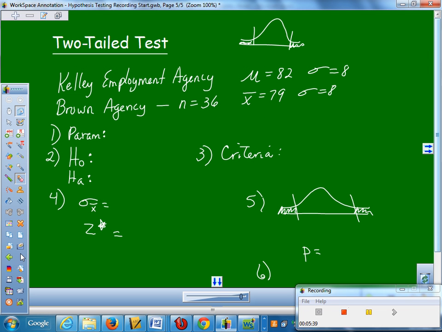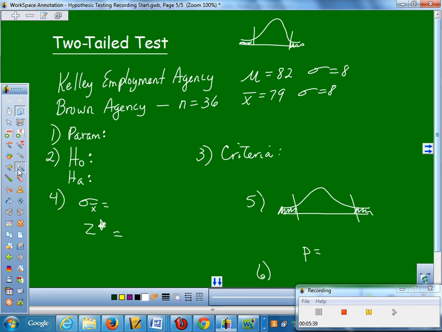Okay, one last problem here. I want to do what's called a two-tailed test. So far, you've only done a one-tailed test. A one-tailed test, we only colored in one end of our normal curve. On a two-tailed test, as you'll see up here at the top, I actually want to find the probability it could be on both ends. So that's the difference in what we're searching for here.